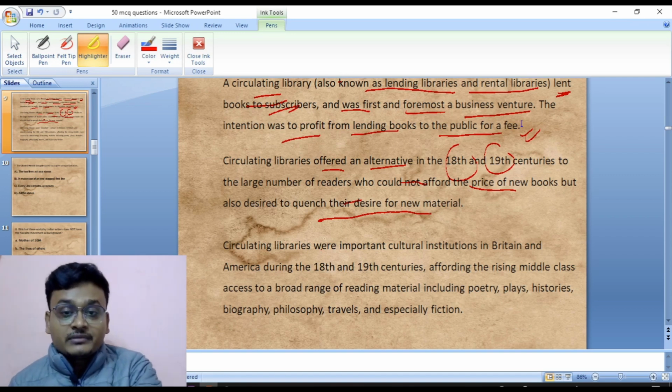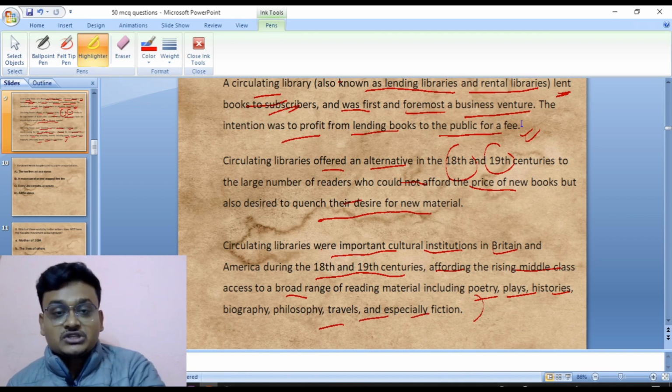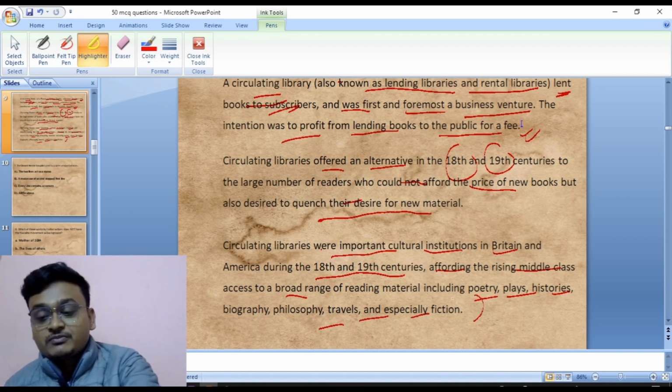That's why the books were being circulated from one library to another library. So circulating libraries were important cultural institutions in Britain as well as in America during the 18th and 19th centuries, affording the rich middle class access to a broad range of reading material including poetry, plays, histories, biography, philosophy, travels, especially fiction. So this was all about the circulating library that was popular in the 18th and 19th centuries.